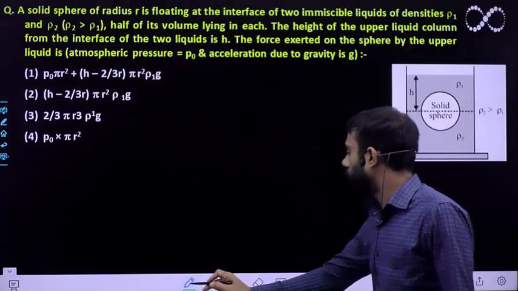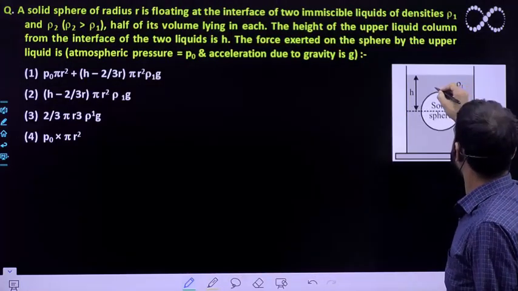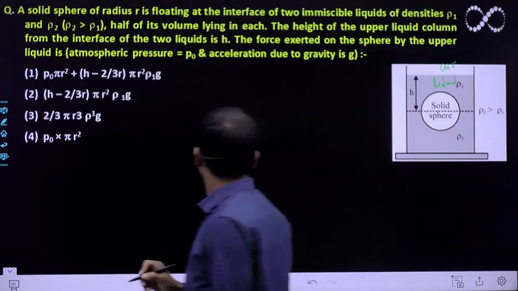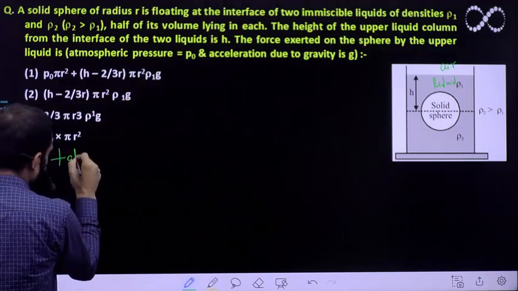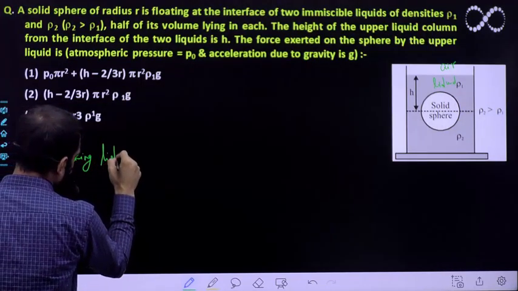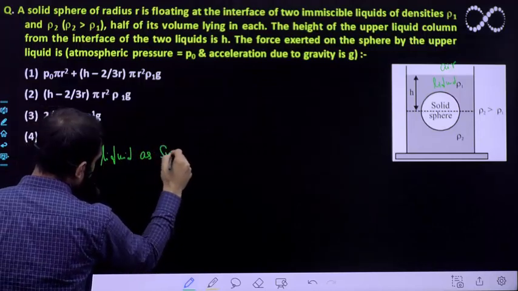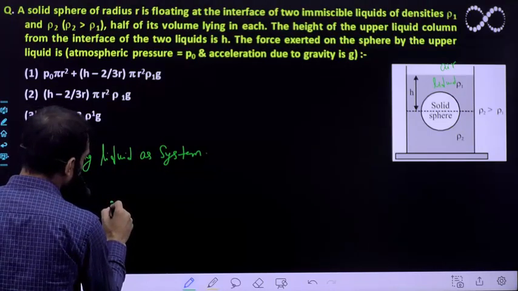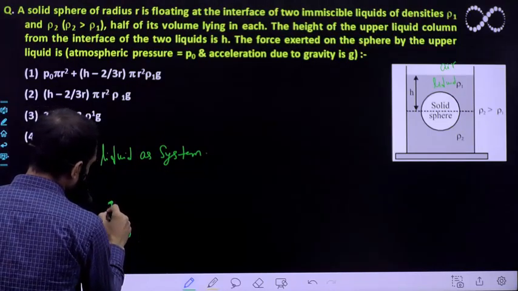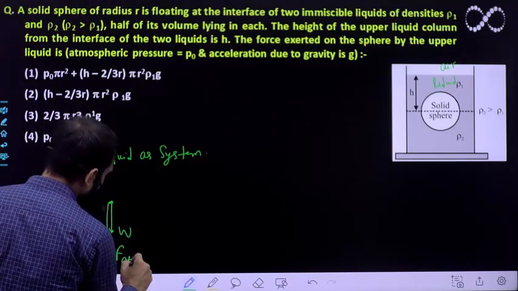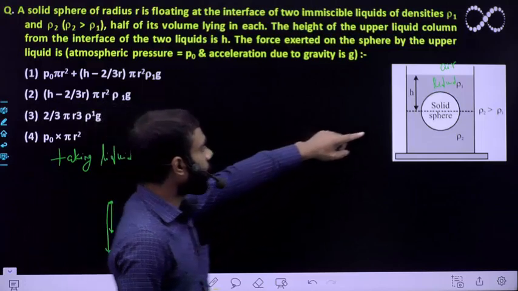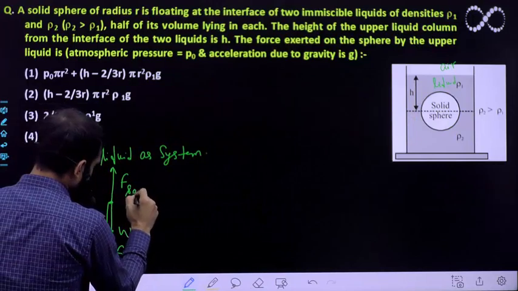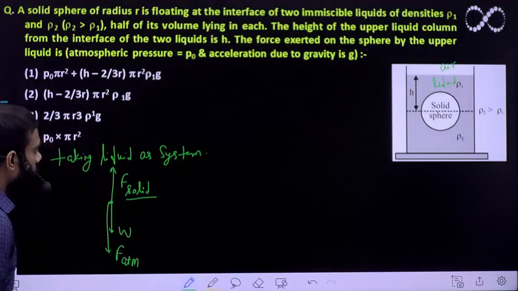So I will take this liquid, this is the liquid here, this is the air here, and this is the solid. Taking the liquid as the system, what are the forces acting on the liquid? First is the weight, second is the force due to atmospheric pressure, and third, the solid will also exert a force on the liquid in the upward direction, which I will call F solid. And due to all these forces the liquid system is at rest.